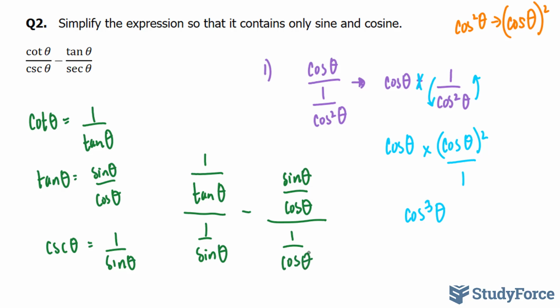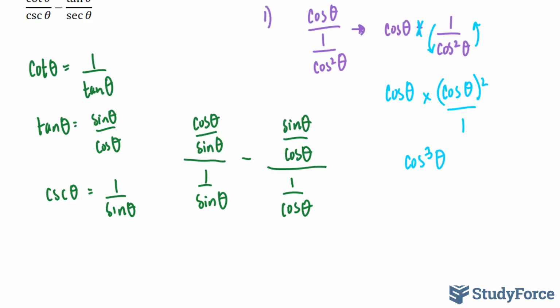The only problem right now is this tangent, and we can actually replace this tangent with sine over cosine. Technically, you would have 1 over sine over cosine. 1 over sine over cosine is cosine over sine. So I'm going to replace this whole thing with cosine over sine. Now I have an expression that is purely in sine and cosine, which is what I wanted.